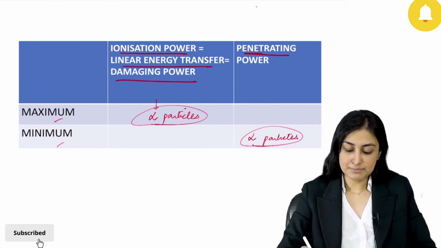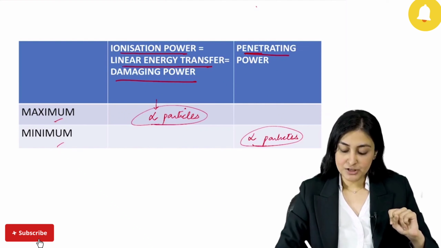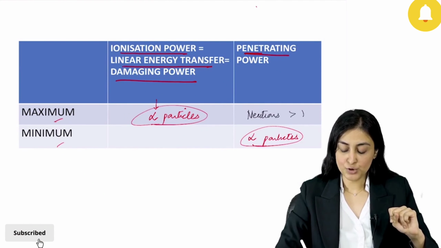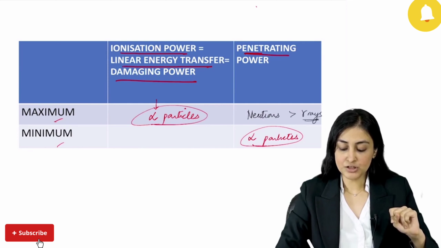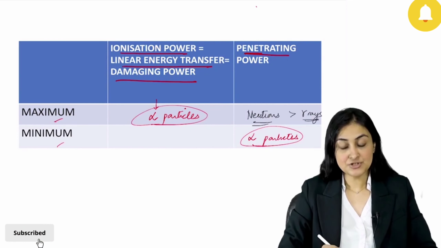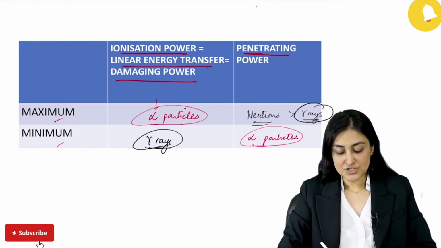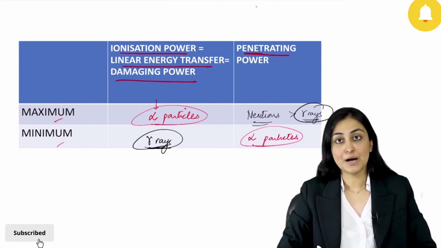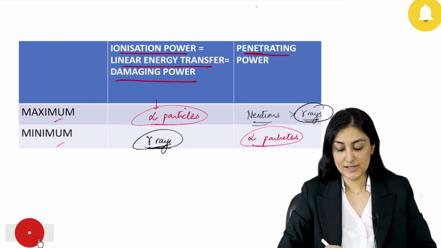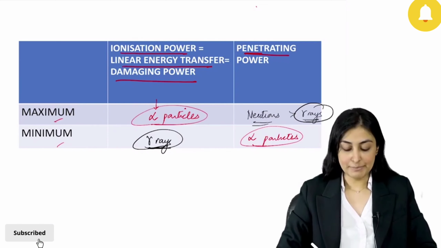When we talk about maximum penetrating power, I want you to remember that the maximum penetrating power is with neutrons. So here we have to remember neutrons followed by gamma rays, depending on the question being asked. And what has the minimum ionization power? It's going to be the gamma rays. Alright, so gamma rays have the minimum ionization power or damaging power. Okay, so this is a table which is going to be very important for us to remember.